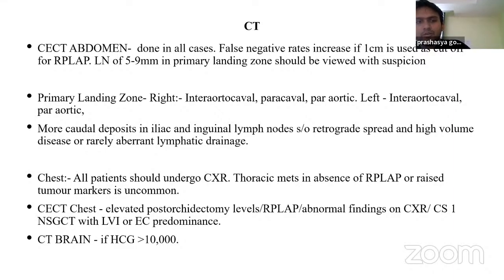Regarding the evaluation of the chest, all patients should undergo a chest X-ray. Thoracic metastases in the absence of retroperitoneal lymphadenopathy or raised tumor markers are uncommon. CT chest is indicated if there are elevated post-orchidectomy levels of serum tumor markers, the presence of retroperitoneal lymph node disease, abnormal findings on chest X-ray, or a clinical stage 1 non-seminomatous tumor with lymphovascular invasion or where embryonal cell carcinoma predominates. CT brain is indicated mostly in choriocarcinomas if the HCG levels are greater than 10,000.